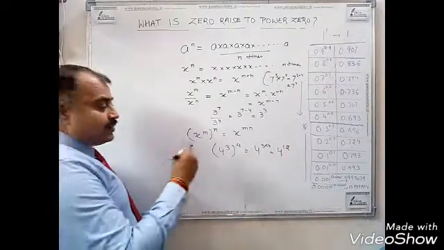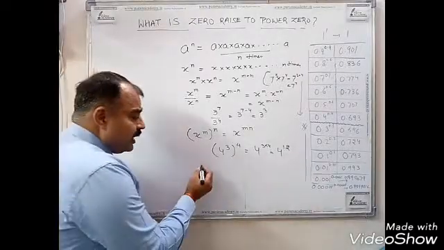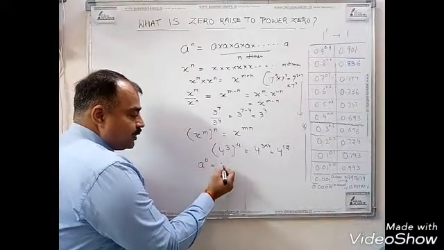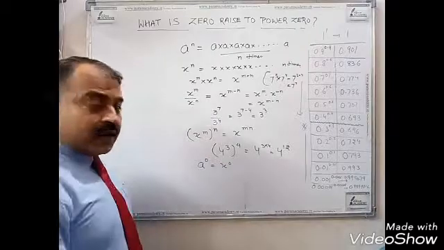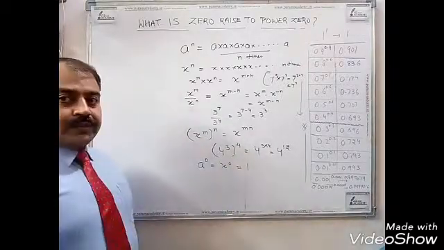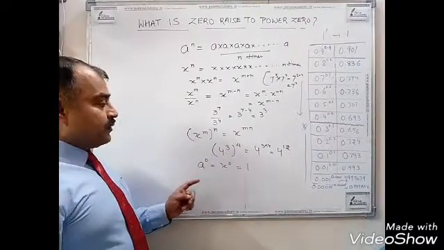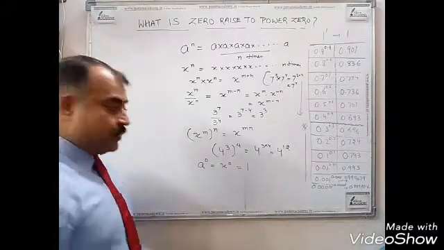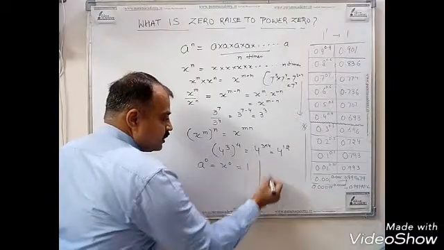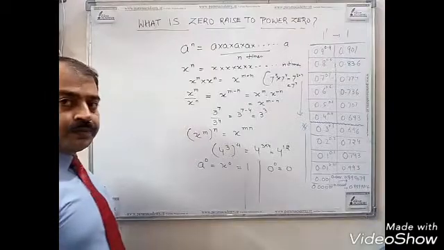Now suppose I am talking about a raised to power 0, or x raised to power 0. Our result will be equivalent to 1. Isn't it? So if something is raised to power 0, it is always equivalent to 1. But if we have 0 raised to power 0, then our result would be 0.